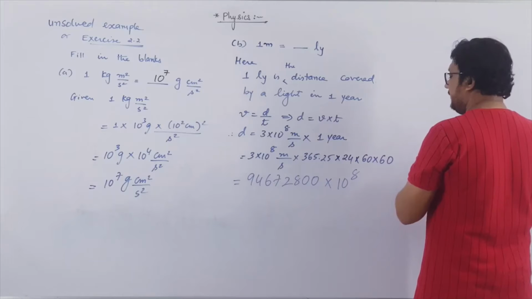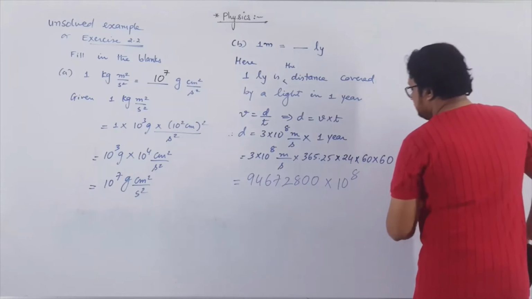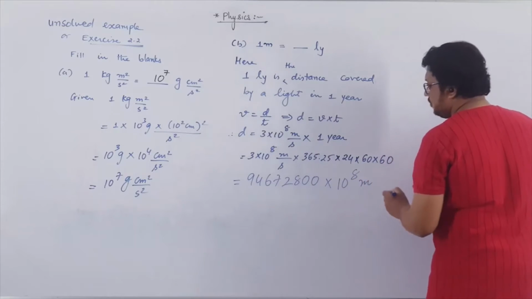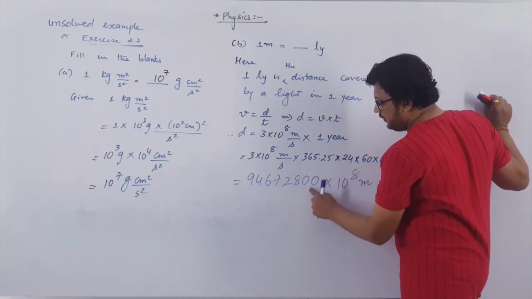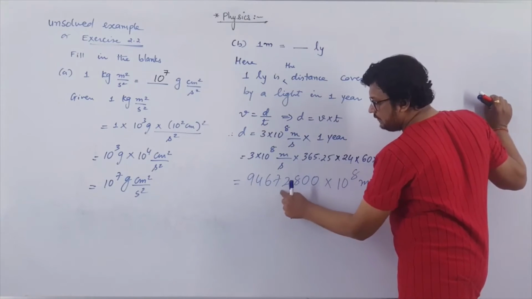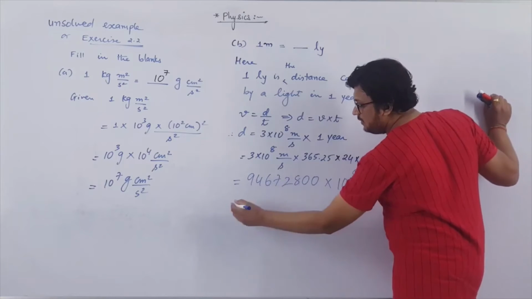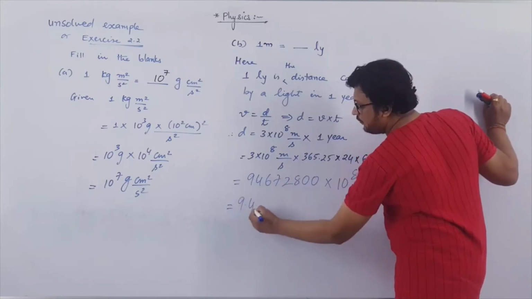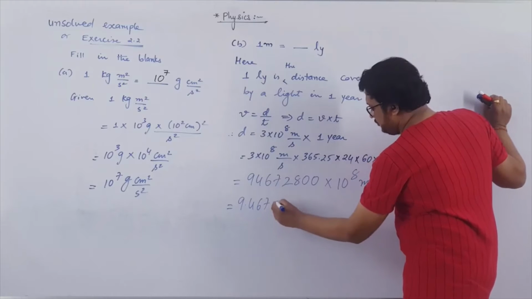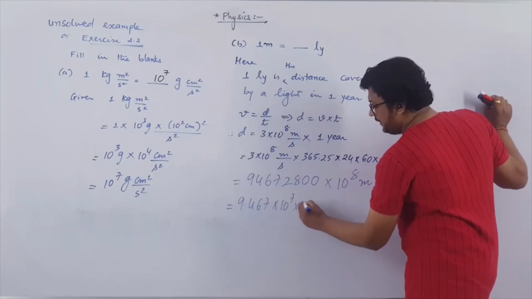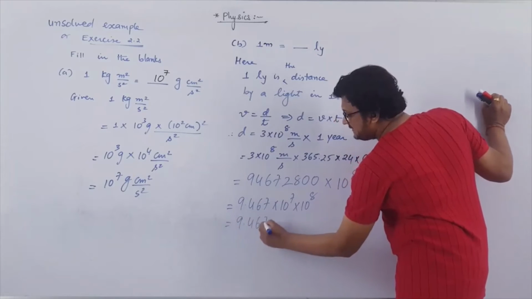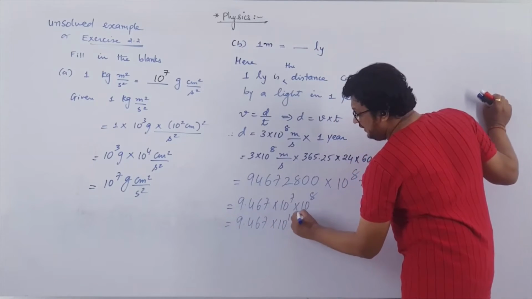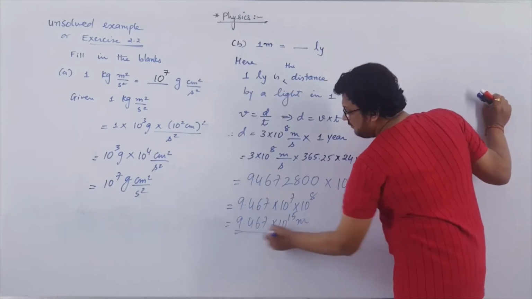94672,800 into 10 raised to 8, right? Meter. This will be the distance covered by light in 1 year. So if you shift the point 1, 2, 3, 4, 5, 6, 7, you can say that 9.467 into 10 raised to 7 into 10 raised to 8. So this will be equal to 9.467 into 10 raised to 15 meter. This is the distance traveled by light in 1 year.